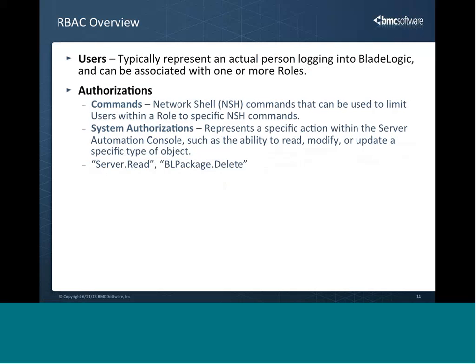So there are two types. One is commands. These are pretty straightforward, explicit lists of network shell commands that you can use on a remote system. So you may be allowed to do ls. You may be allowed to do more. You may be allowed to look at things, but maybe you're not allowed to remove things. Maybe you're not allowed to overwrite things. This can be done down at the command level. For those who have a need for this, it can be very, very powerful, but there's also some work to setting it up. The other major type of authorization is systems authorizations.